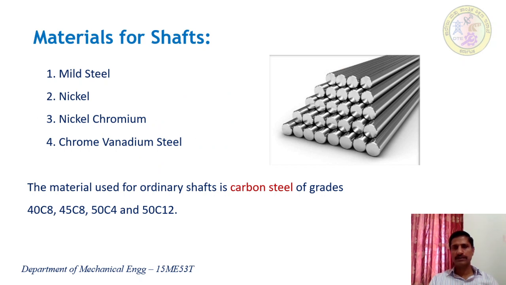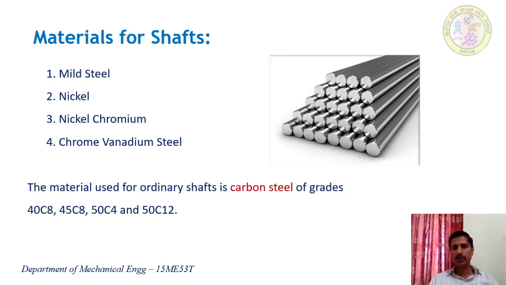Now we are going to discuss materials for shaft. Usually mild steel is the material used to manufacture a shaft because of its availability and the cost. But sometimes if you require more strength, then we will go for a nickel chromium or chromium vanadium steel. The material used for an ordinary shaft is a carbon steel of grades 40C8, 45C8, 50C4 and 50C12.